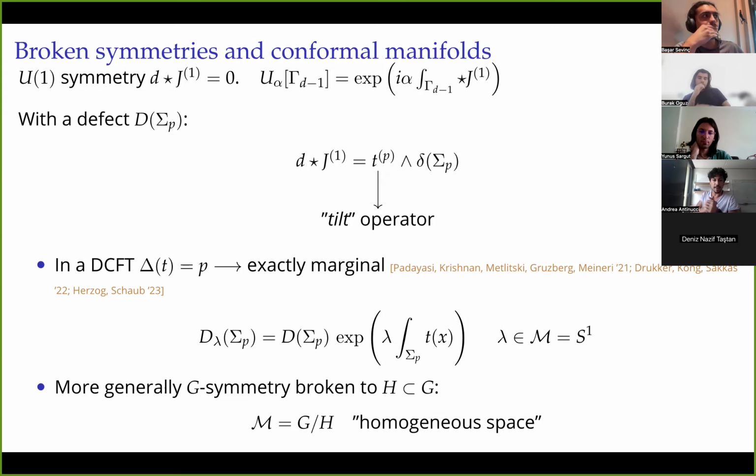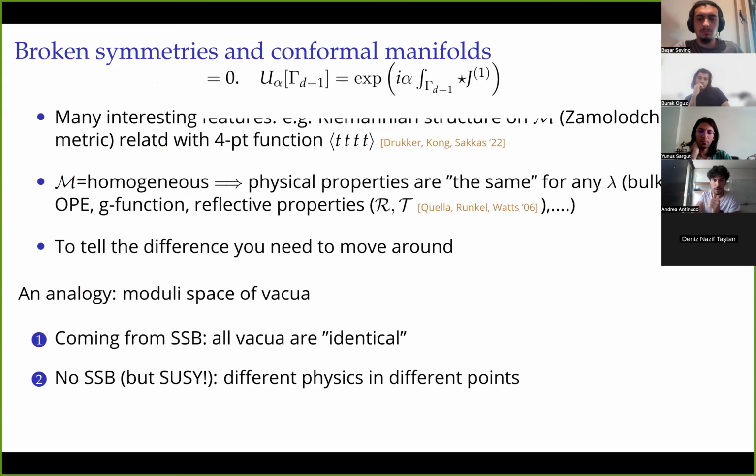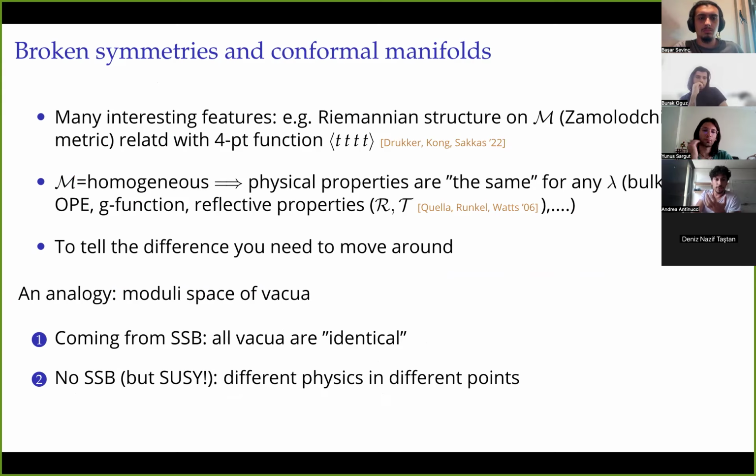And this perspective is actually useful because it teaches something. So, okay, for sure, this conformal manifold of defects is very interesting. For instance, you can study the Riemannian structure that comes from the homogeneous metric. And this Riemannian structure is also related to studying the four-point function of this tilt operator. So there are many interesting aspects about the geometry of this conformal manifold that you can study.